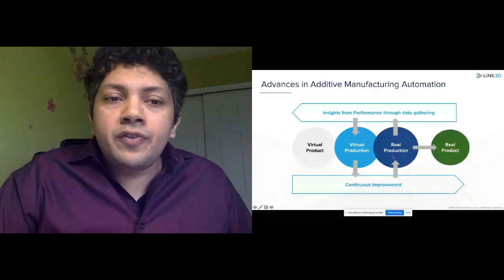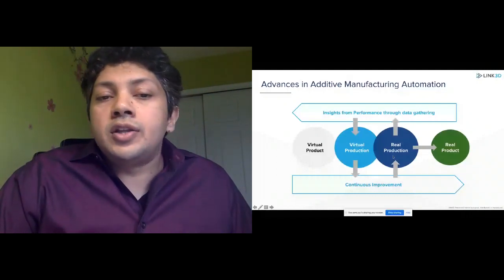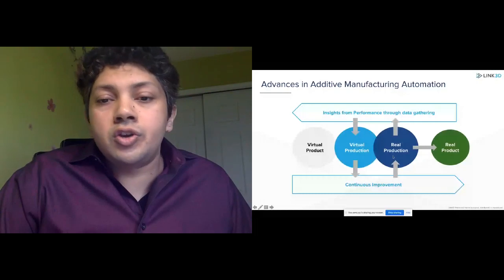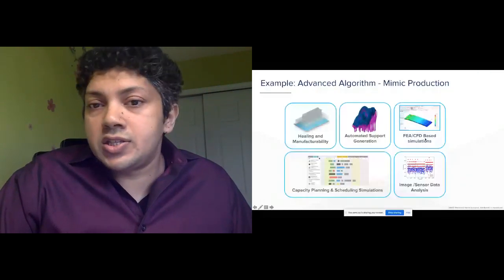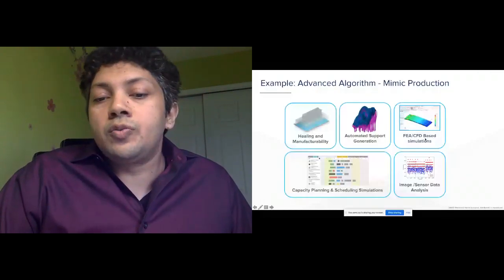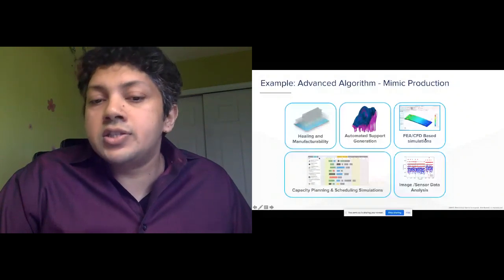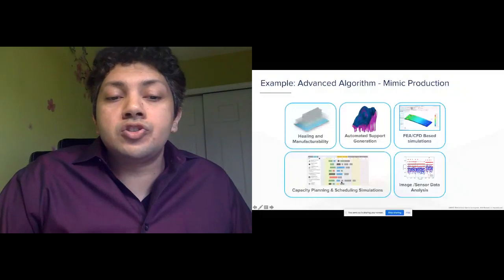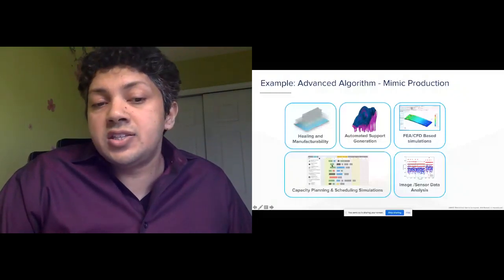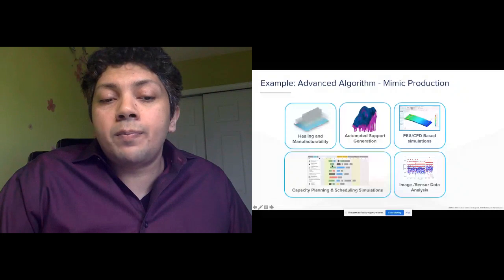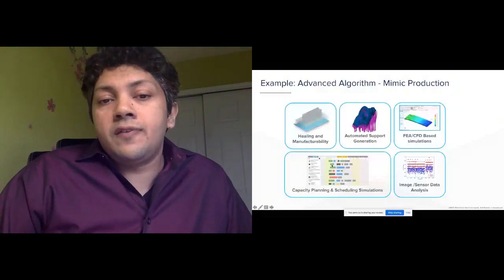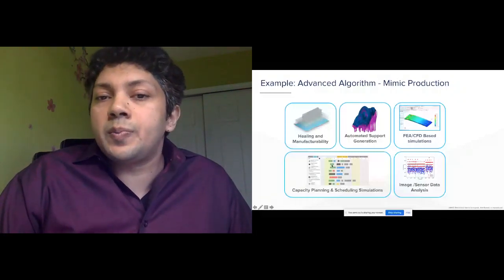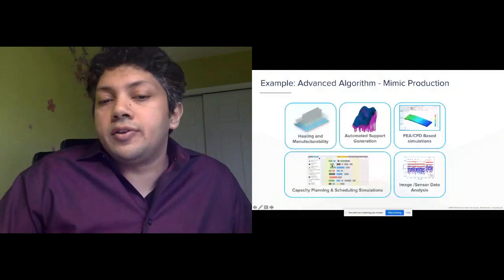As an example of advancement in algorithms, there could be automated support generation. There could be FEA and CFD-based analysis for part printability. There could be sensor analysis for in-situ monitoring. There could be capacity planning and scheduling simulations to understand what your capacity needs are and what an ideal job placement situation is. And all of these algorithms can help achieve further efficiency on the factory floor.